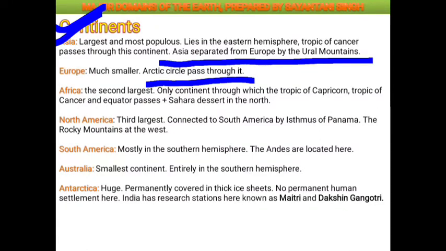Next one is Africa. Africa is the second largest continent. It is the only continent through which the Tropic of Capricorn, the Tropic of Cancer and the equator pass.